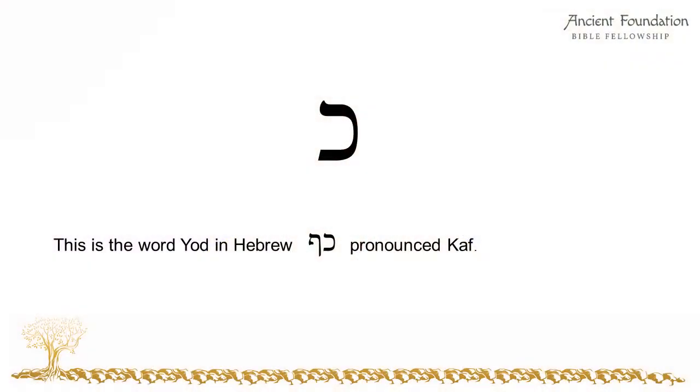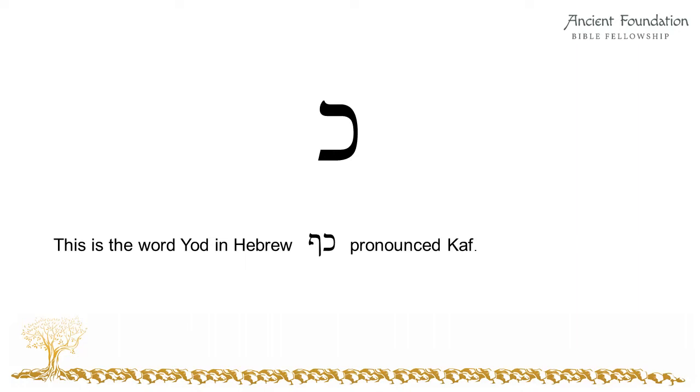Now, with that being said, let's move on to the 11th letter of the Hebrew alphabet. And so we'll first look at this in the square script. This is the Hebrew word kaf, and it's actually the word for the letter. It's the letter kaf in Hebrew. It actually looks a little bit like a back to front English letter C.